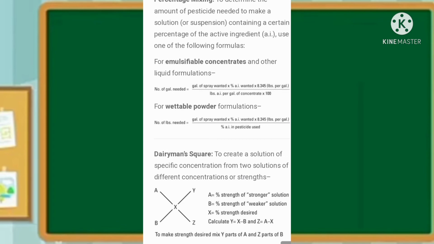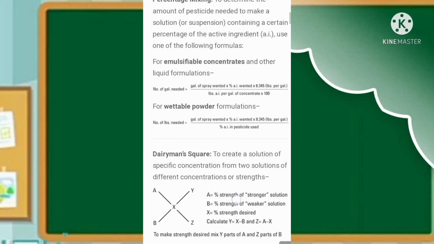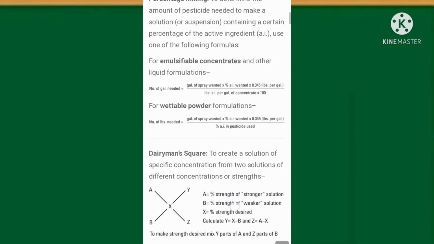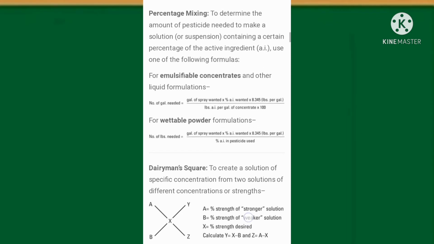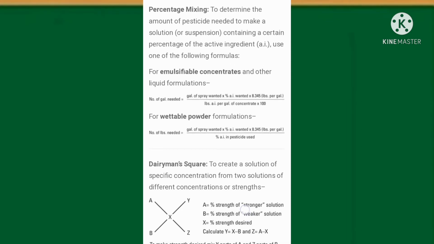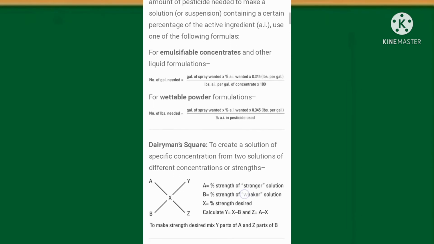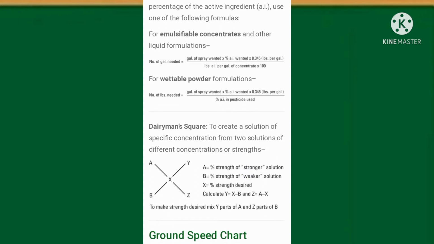Okay, let's tackle percentage mixing. To determine the amount of pesticide needed to make a solution or suspension containing a certain percentage of active ingredient, use one of the following formulas. So these are the formulas on how to calculate the amount of pesticide needed to make a solution.